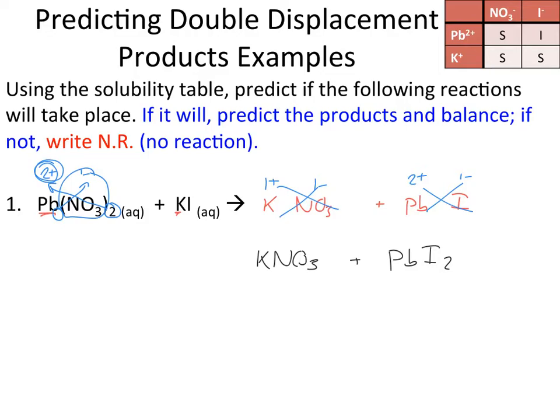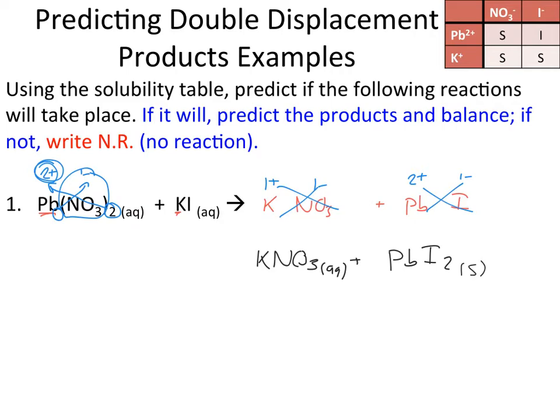Okay, now what we need to do is figure out if this reaction has occurred, and the way that we do that is by looking at the states. So in my solubility table here, my K and my NO3 in this case is S, soluble, so that means the state beside KNO3 is going to be aqueous. And looking at my Pb and my I, Pb and I will be I, so that's insoluble. That means that it exists as a solid. So yes, this reaction has occurred.